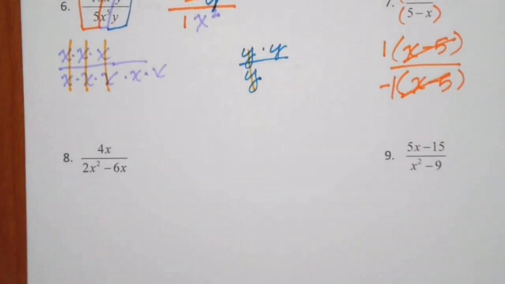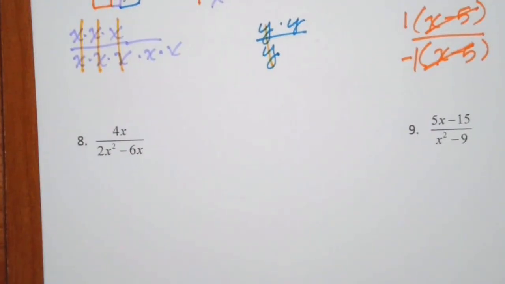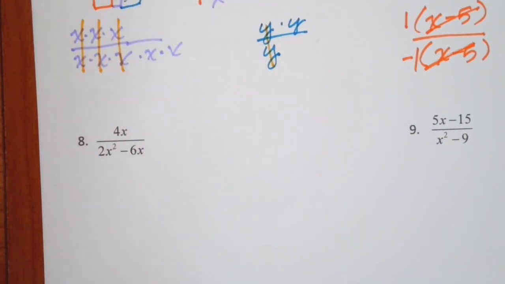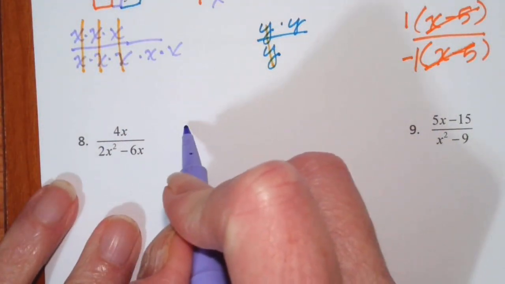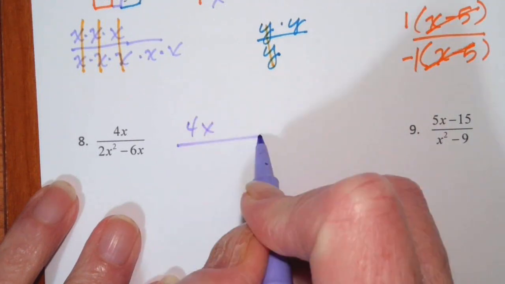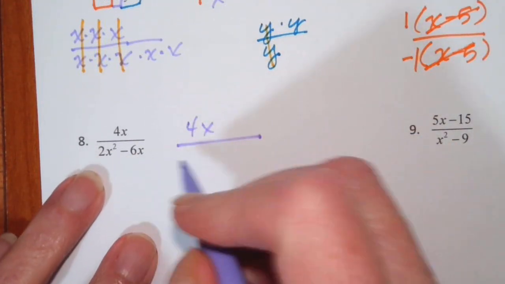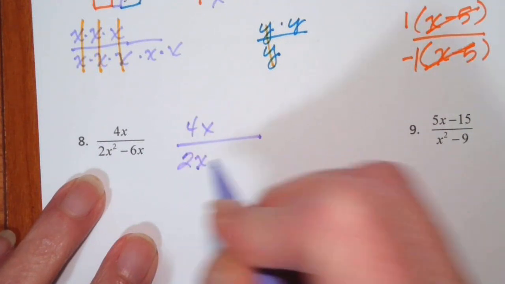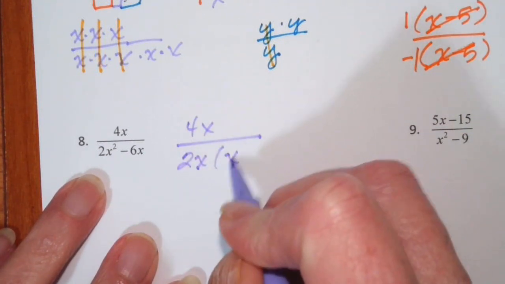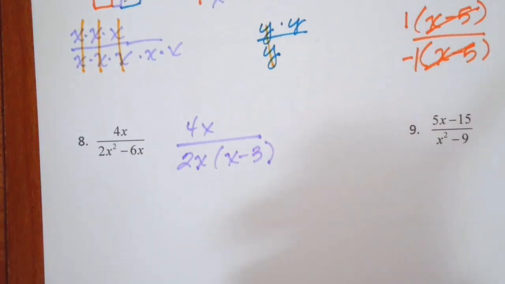Okay, let's see if I can do this. All right, so if I have 4x over 2x squared minus 6x, well, the 4x, I'm just going to leave it as 4x. But I notice here I have a common factor in these two terms of 2x, and I'm left with x minus 3.